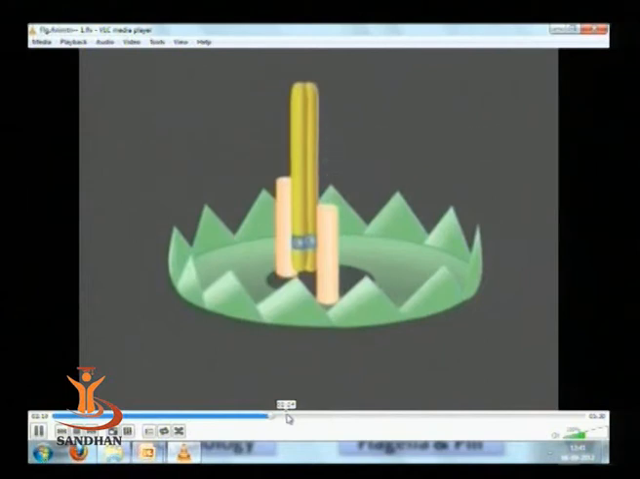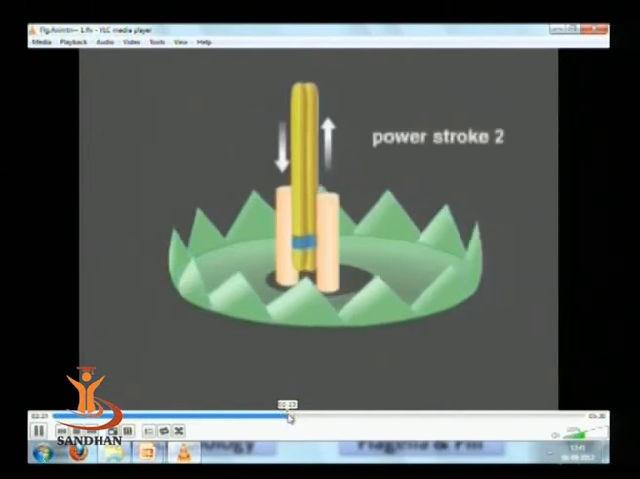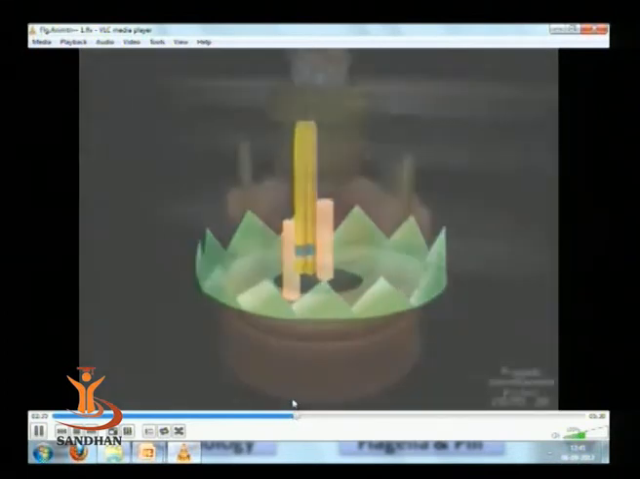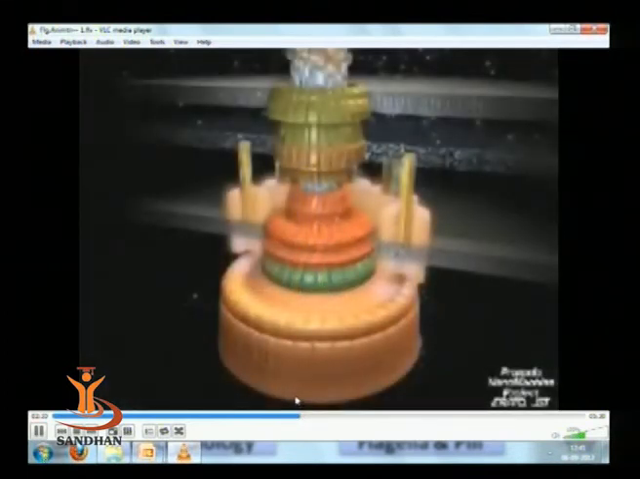With help of the proton stroke, you can see the rotary movement begins. The protons are thrown out, and then the reverse. Power stroke 2. Look how carefully nature has designed the motor of tiny bacteria. This is a motor no individual can ever design.